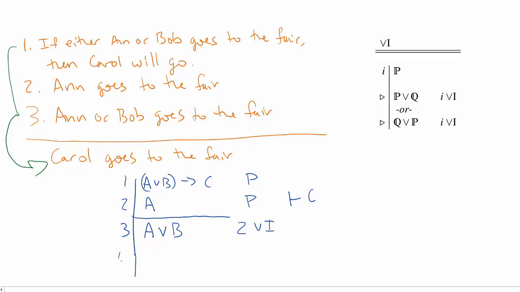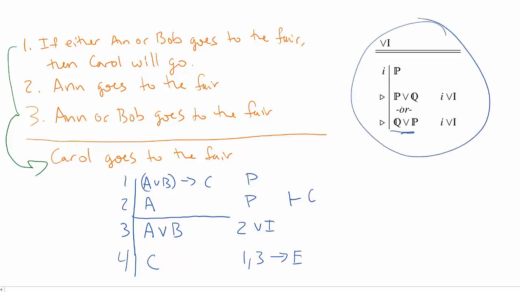Now obviously line 3 exactly matches the antecedent of line 1. So we can use 1 and 3 together to get C from line 4 by arrow elimination. And in fact, that's generally going to be the context in which you use OR introduction. When you need a disjunction and you already have one of the pieces, you can just create that disjunction.